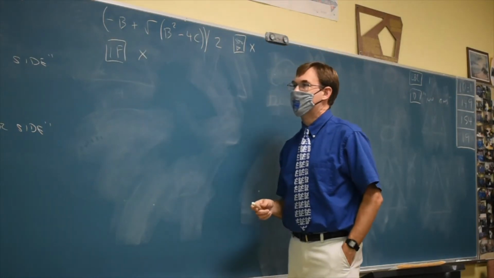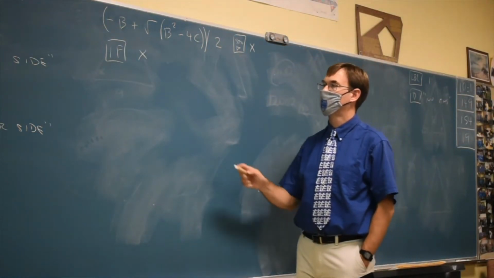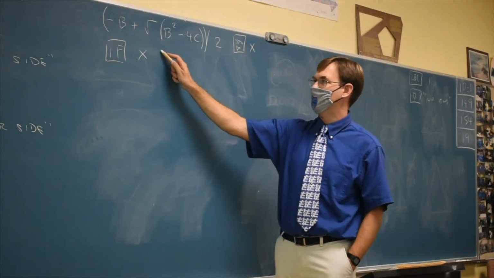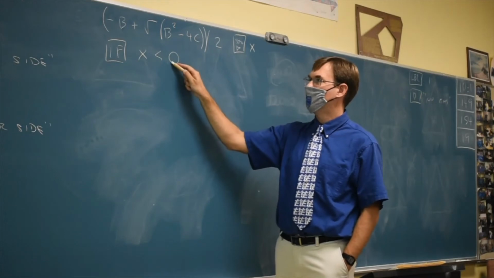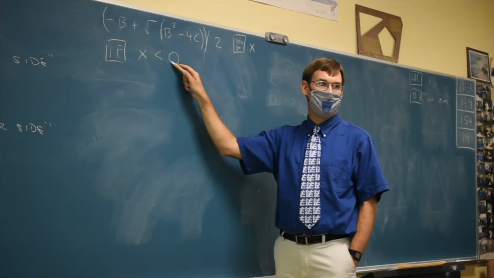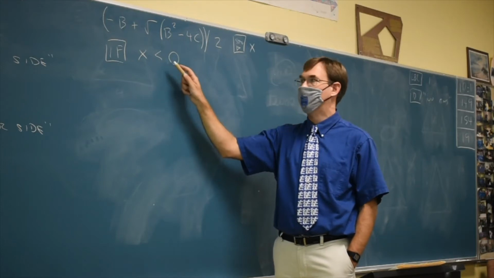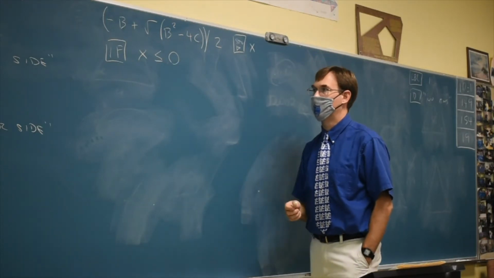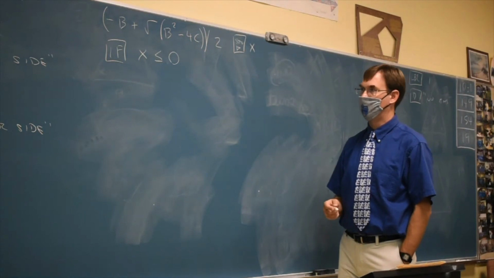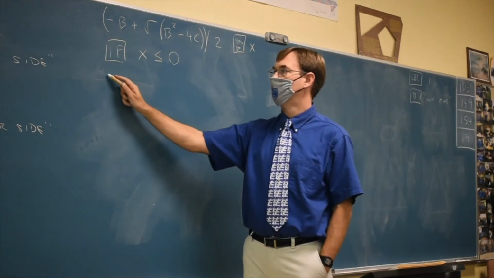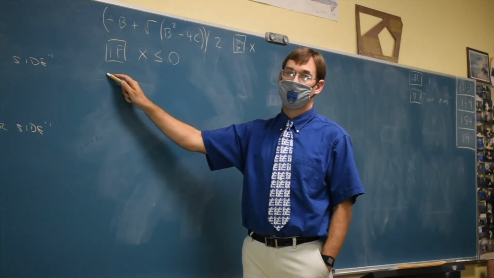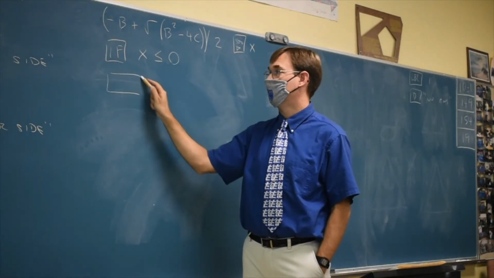If the x is negative, how can we do that with math symbols? Less than 0. What if it equals 0? Can you have a side equal 0? In a triangle? No. So if we're less than 0, or equal to 0, what should we do? Get out of there.